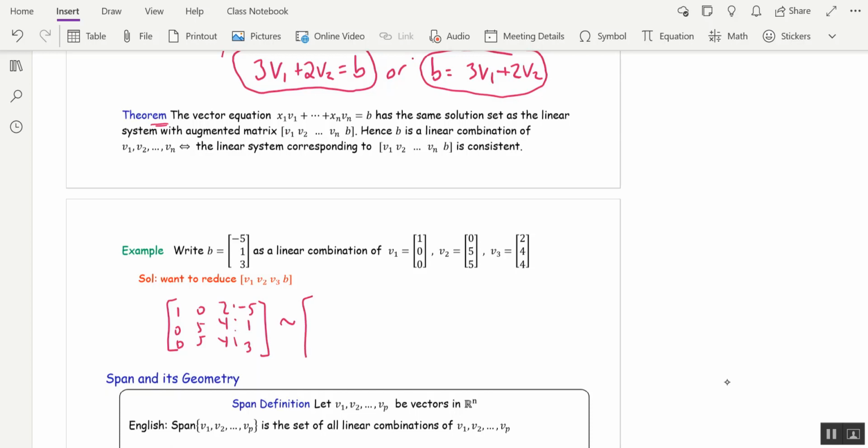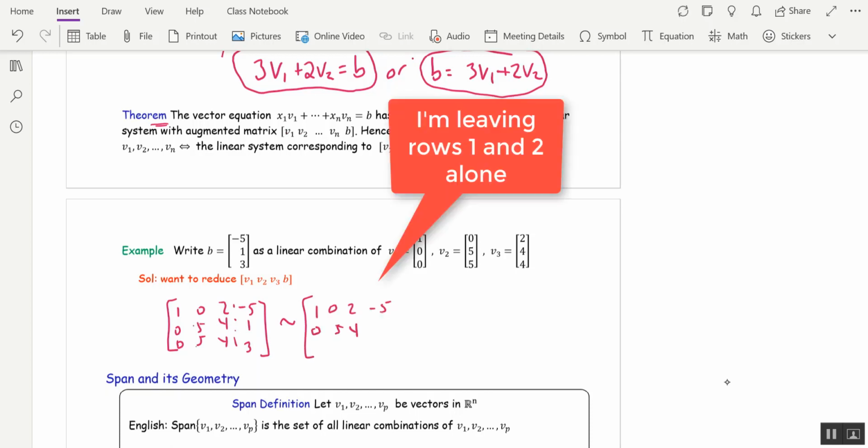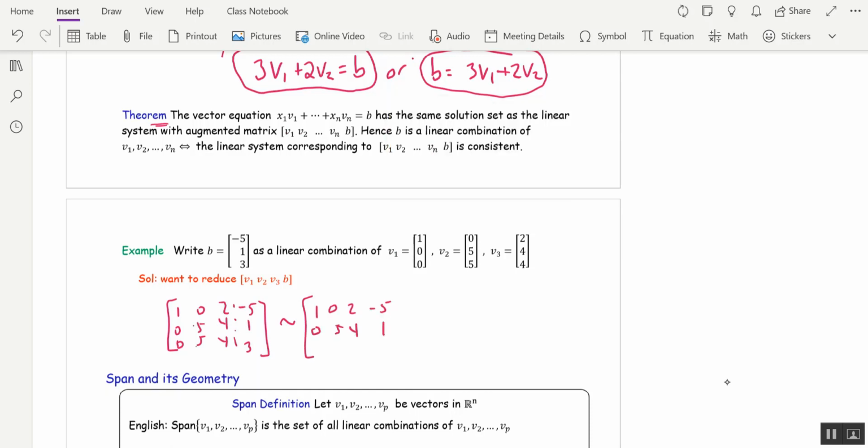So what I'm going to do, 0, 5, 4, 1, I'm going to take row 3 and replace it with negative row 2 plus row 3. And I get 0, 0, 0, 2 here. Then I can stop because I have a 0, 0, 0, b row. And we know whenever we see that, we have an inconsistent system. So b is not a linear combination, LC, of v1, v2, v3. If it were, we would have been able to solve the system for the weights.